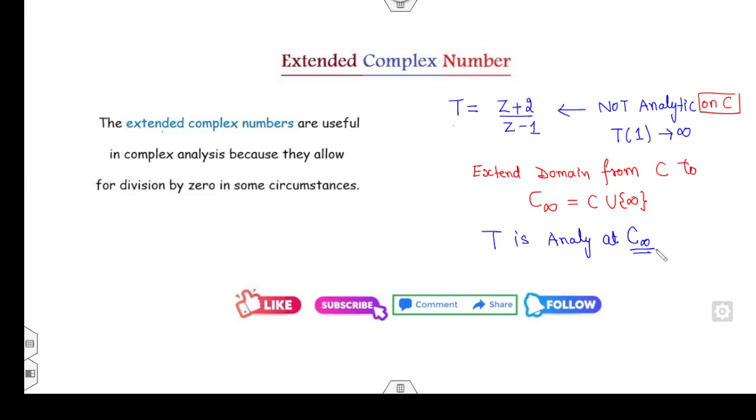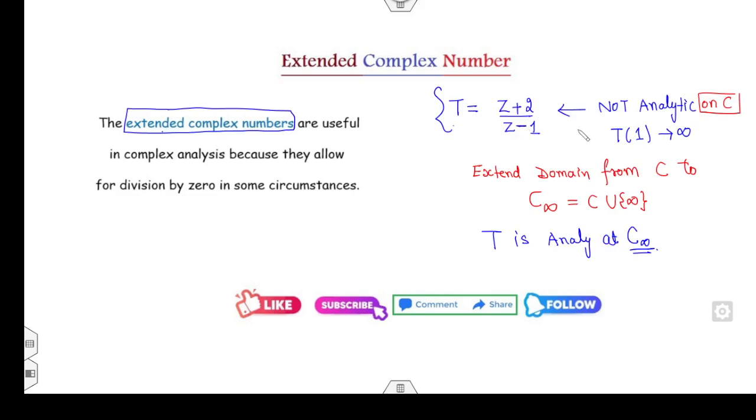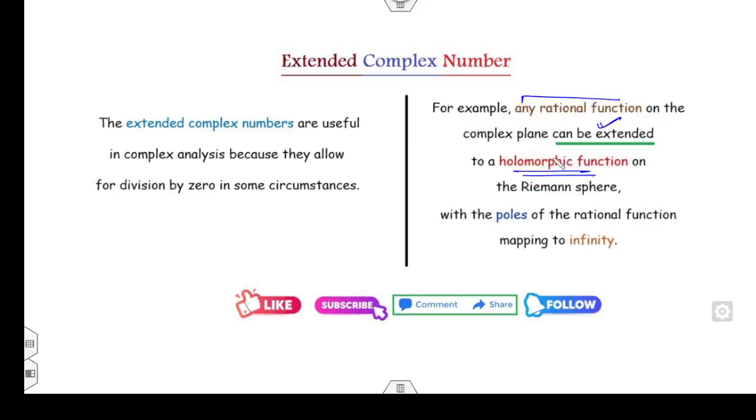So what does it mean? Whenever you are using the extended complex numbers, any rational function mapping can be extended to a holomorphic function. Why? Because wherever the domain goes to the infinity, the function values go to the infinity, that point you can map to the infinity point. That's why this extended complex plane plays a very important role. So you can extend any function to a holomorphic function.